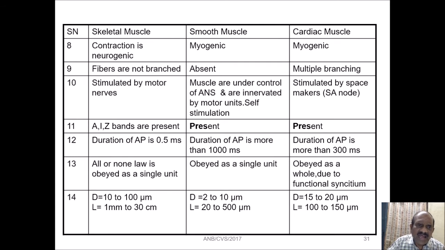Now regarding the structural aspect, in skeletal muscle we know that A, I and Z bands are present. They are also present in the smooth muscle and they are also present in the cardiac muscle.